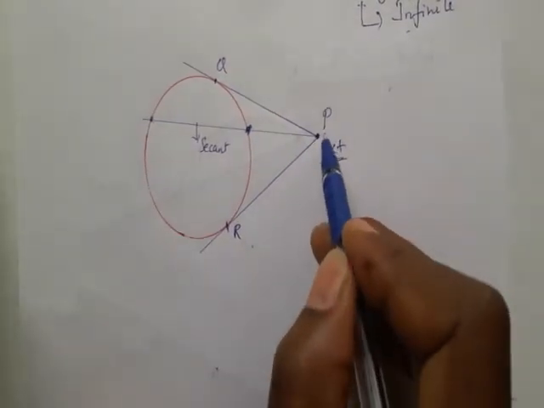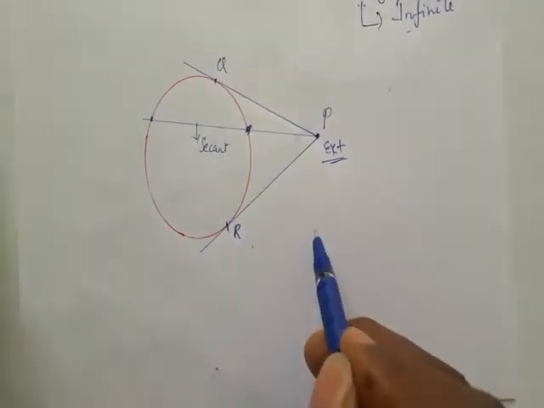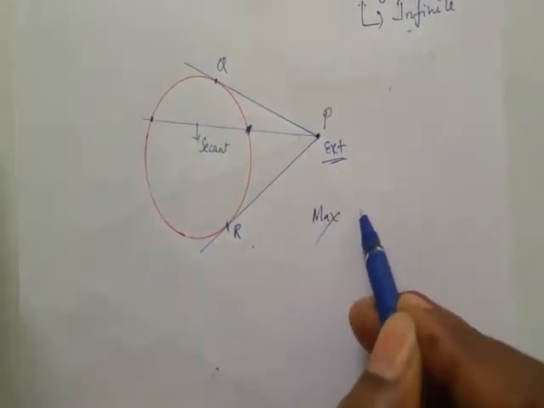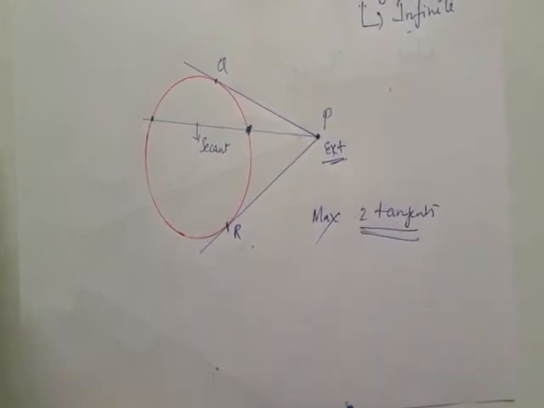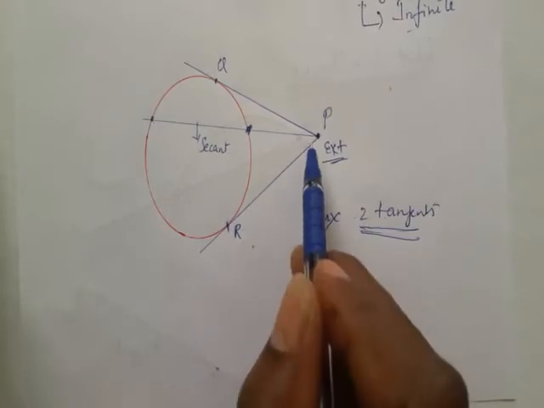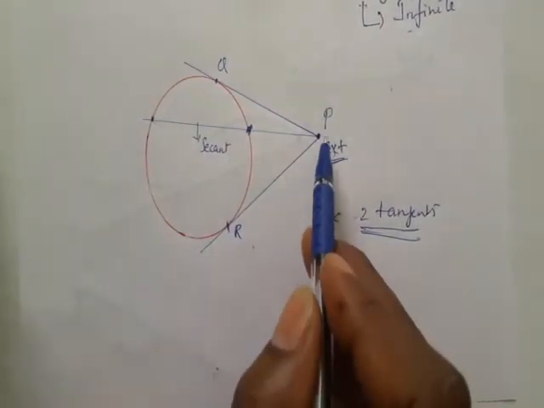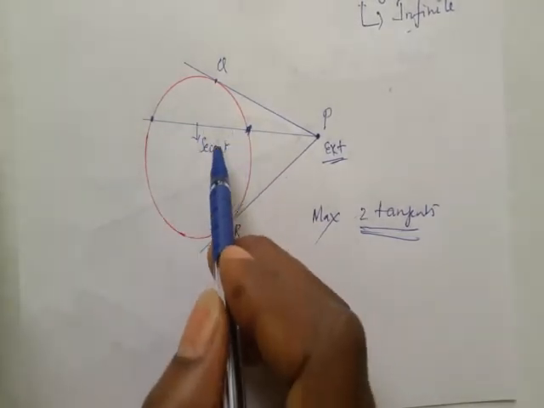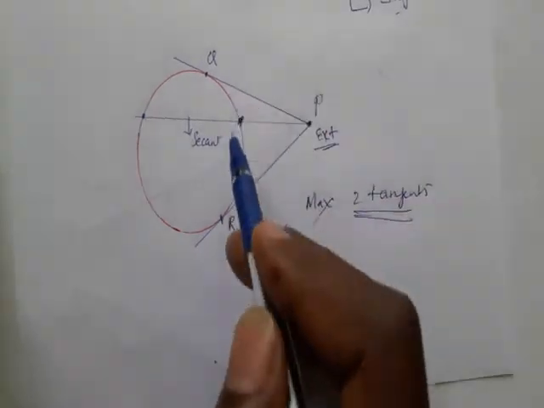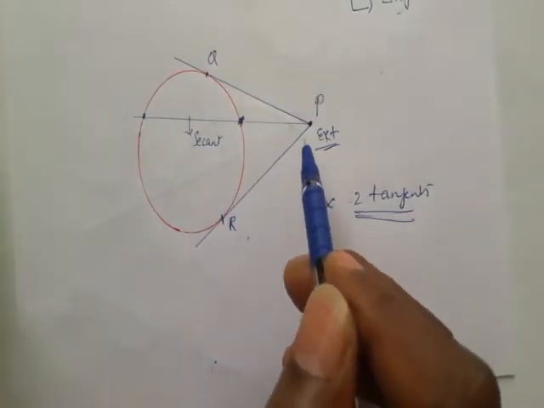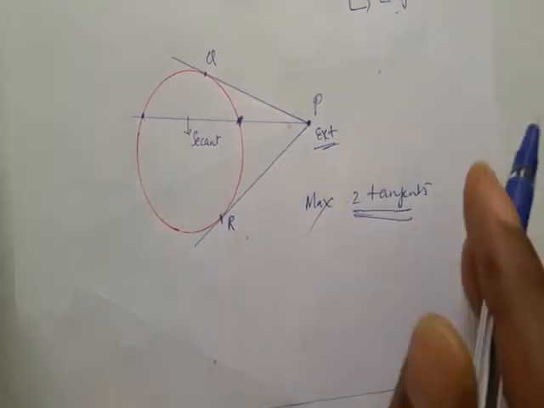So therefore, from an external point or from an exterior point to the given circle, a maximum of 2 tangents can be drawn. That's it. 2 tangents. Only 2 tangents you can draw. You cannot try more than 2. PQ one, PR one. That's it. Still if you try more, it becomes a secant, or it is not a tangent, totally away from the circle, or it becomes a secant. If it is possible to draw a tangent, only 2 are possible.